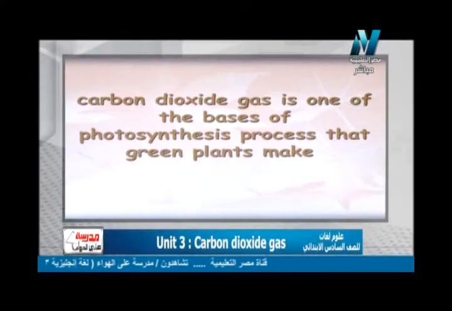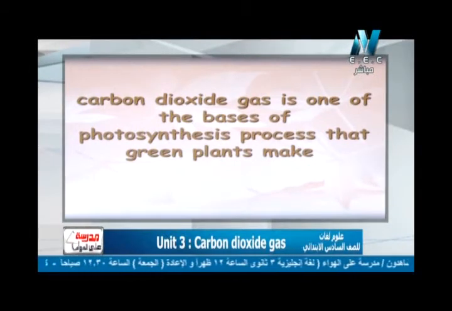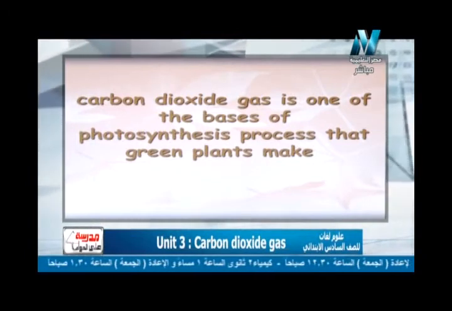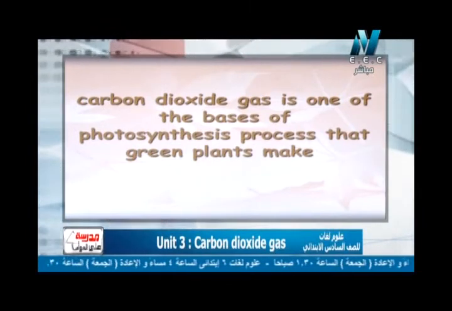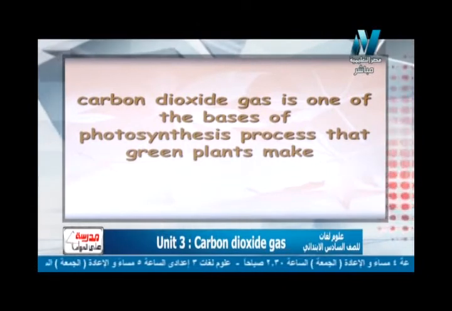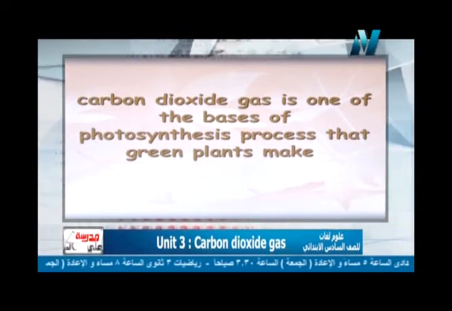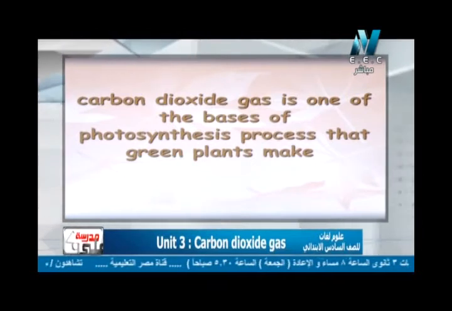Let's start with the first piece of information: carbon dioxide gas is one of the bases of the photosynthesis process that green plants make. We know very well that carbon dioxide gas is a very important gas for the plant. The plant makes a very important process with it called the photosynthesis process, in which the plant makes its food during the daylight only, by the use of carbon dioxide gas and in the presence of sunlight, and the plant also needs water and the mineral salts from the soil. So again, carbon dioxide gas is one of the bases of the photosynthesis process that green plants make.